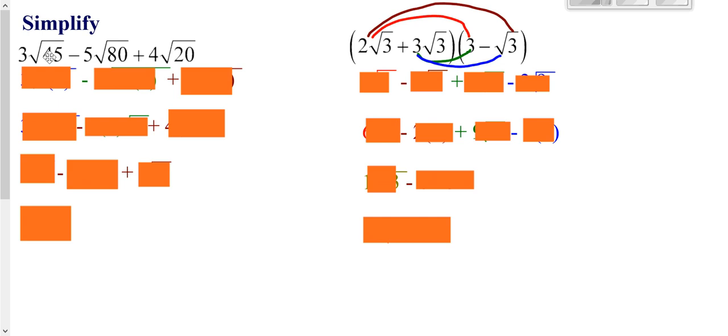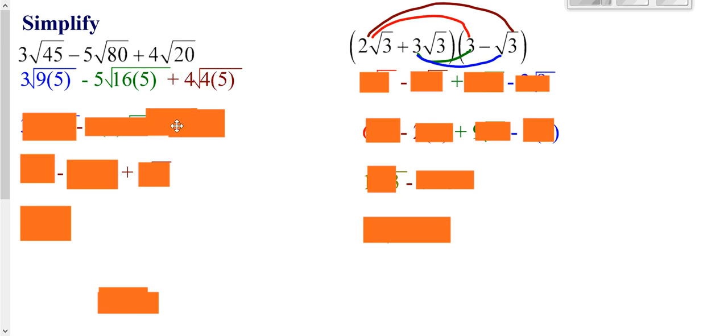So here we need to simplify. You want to look at the factors of 45 that are perfect squares. That's a 9 and a 5. Factors of 80 that are perfect squares, that would be a 16 and a 5. Factors of 20 that are perfect squares, that is a 4 and a 5. We know we could not necessarily just add and subtract these together to begin with because the roots are different. So we're going to just simplify each root.